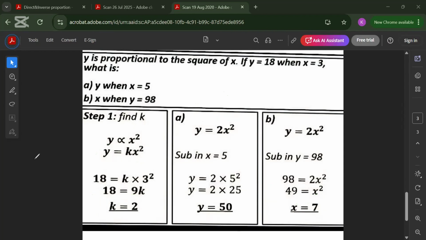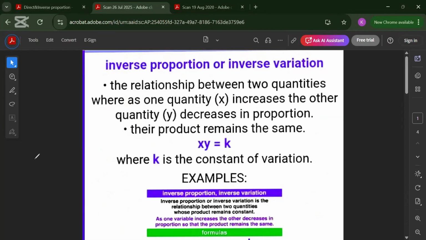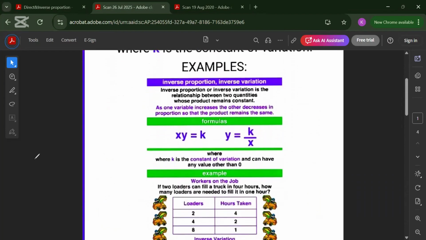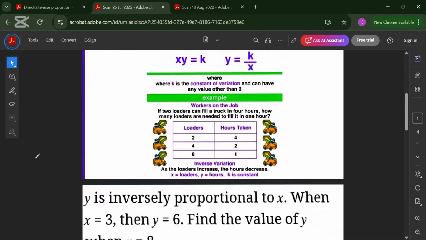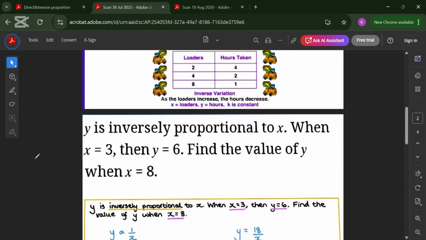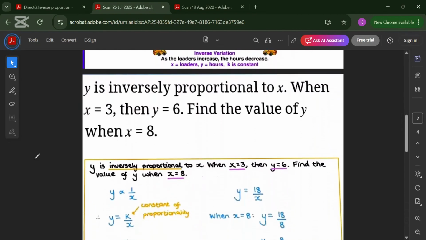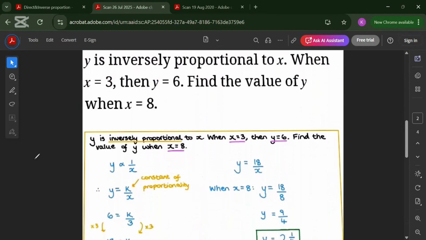Okay, let's move further. Inverse proportion or inverse variation with the K method. We have already seen the direct proportion with the K method. Similarly, we can solve inverse proportion with the K method. Here it comes. In this case, y is equal to k upon x. The concept of inverse proportion remains the same. Here we have an example. y is inversely proportional to x. When x equal to 3, then y equal to 6. Find the value of y when x equal to 8.